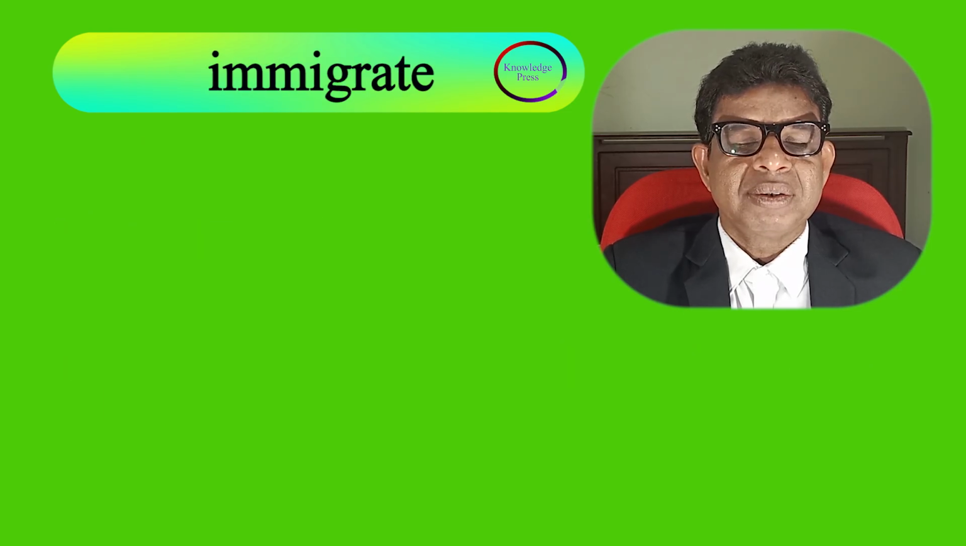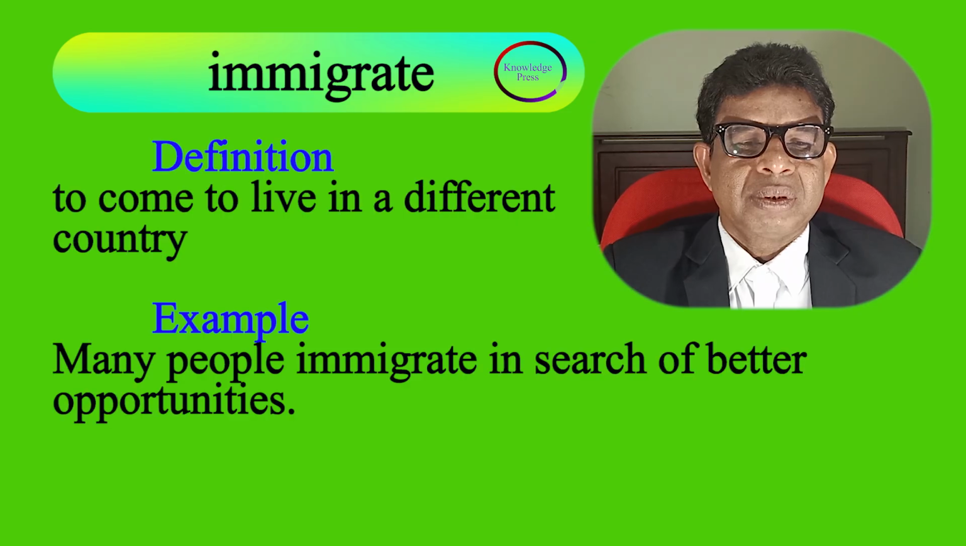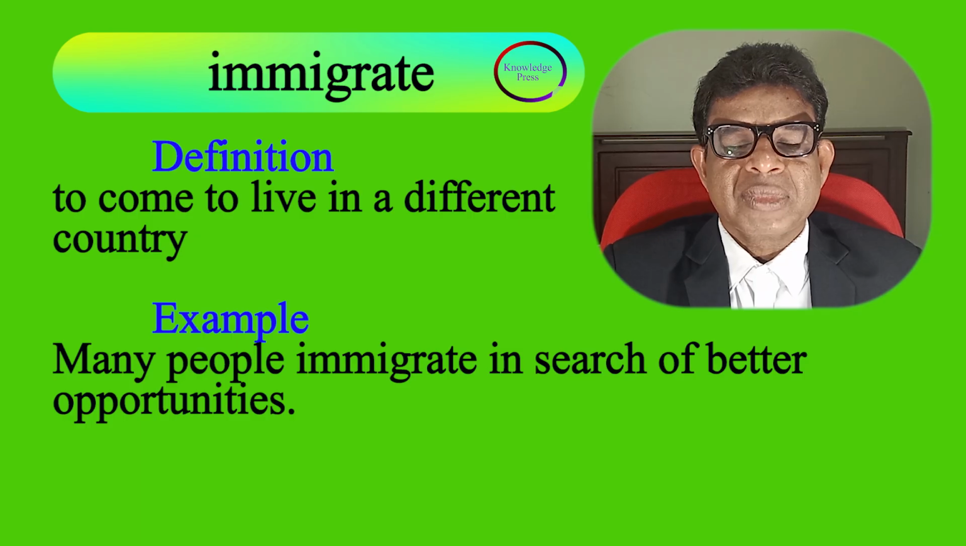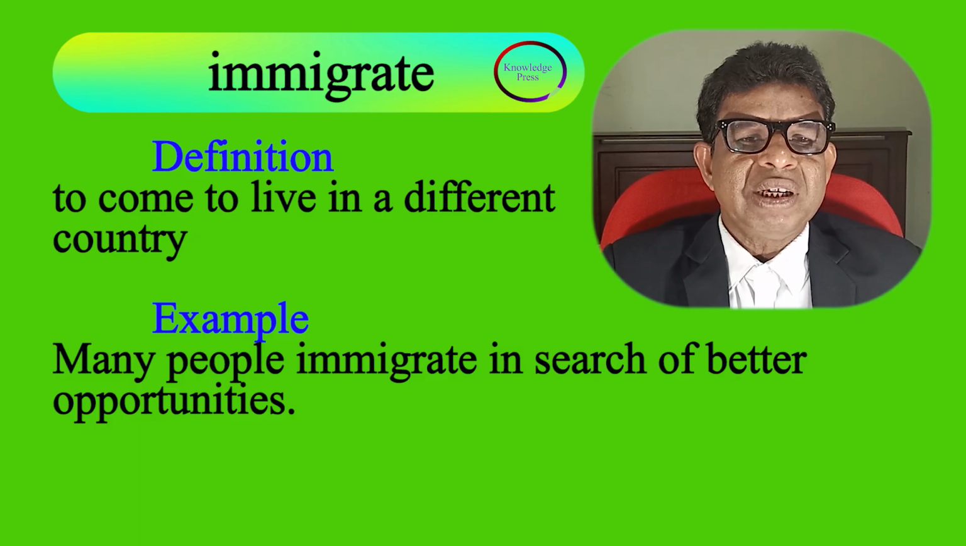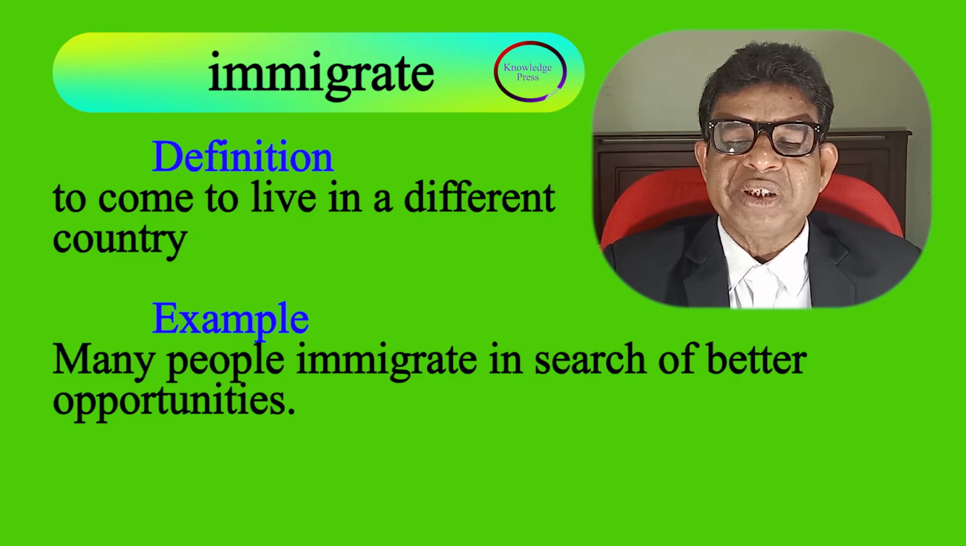Immigrate. Definition: to come to live in a different country. Example: many people immigrate in search of better opportunities.